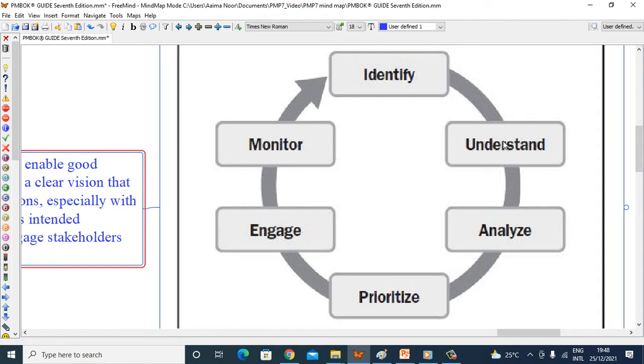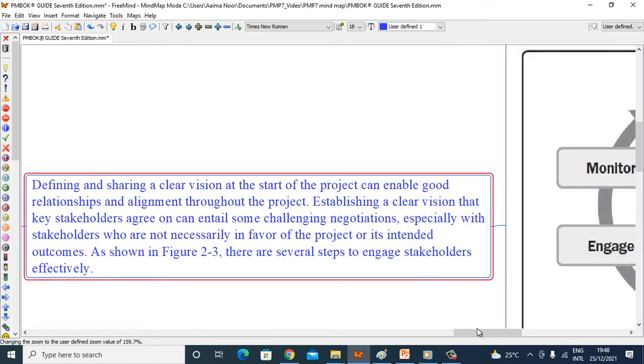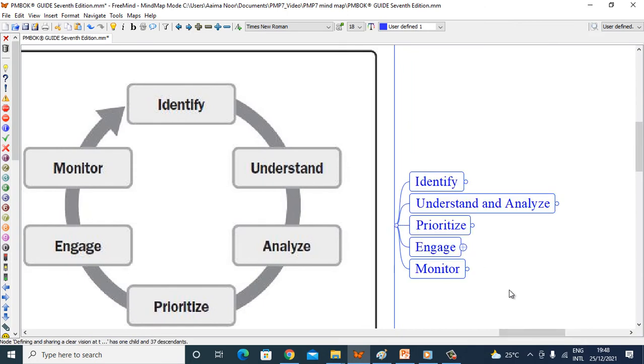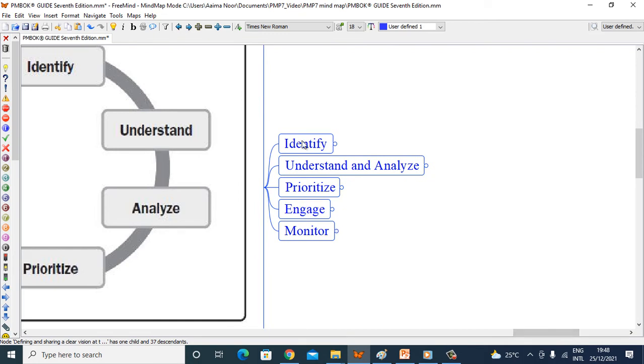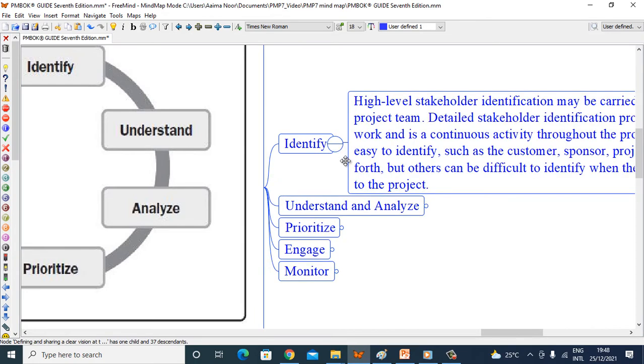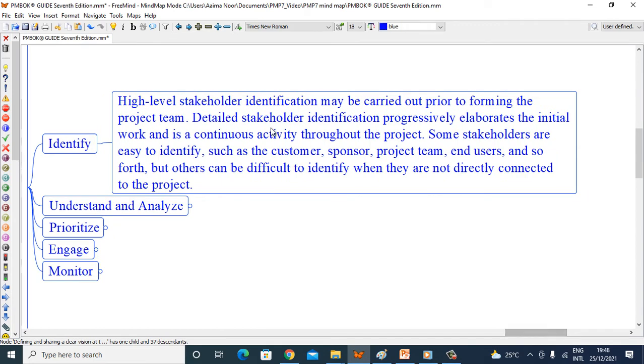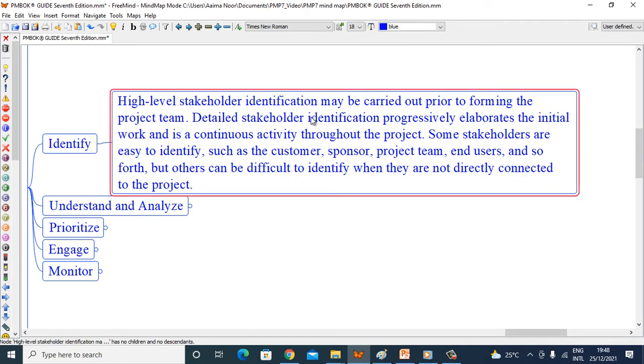Identify, understand, analyze, prioritize, engage, and monitor. So let's explore each. Identify. High-level stakeholder identification may be carried out prior to forming the project team. Detailed stakeholder identification progressively elaborates the initial work and is a continuous activity throughout the project. Some stakeholders are easy to identify, such as the customer, sponsor, project team, users, and so forth, but others can be difficult to identify when they are not directly connected to the project.